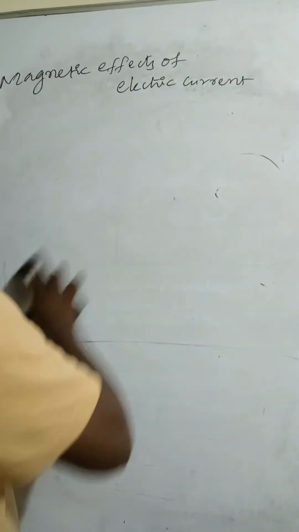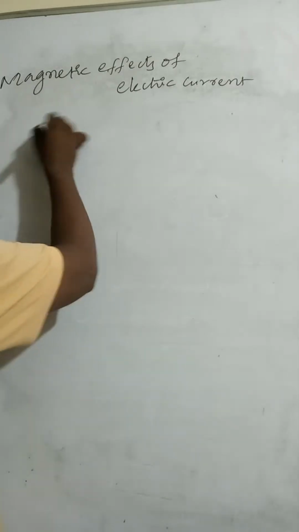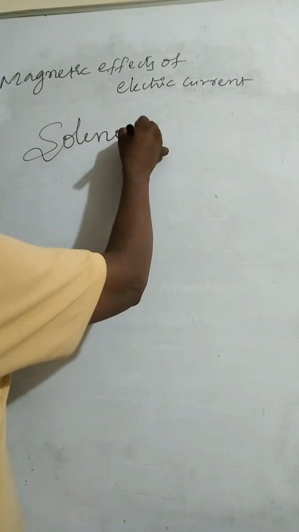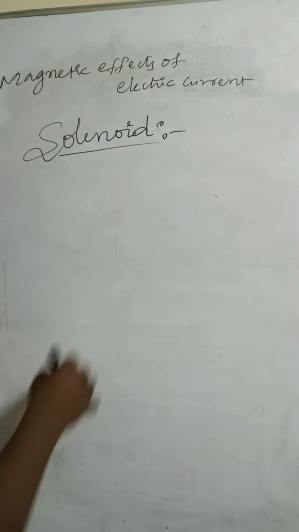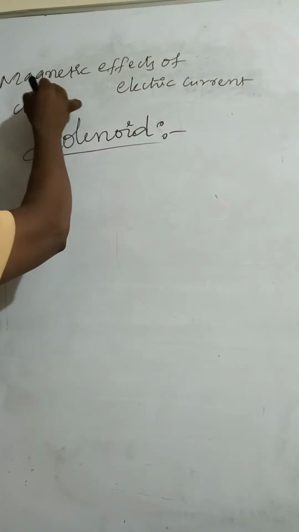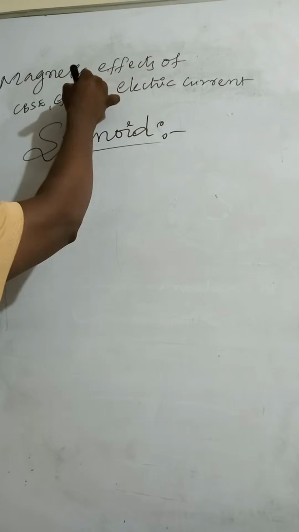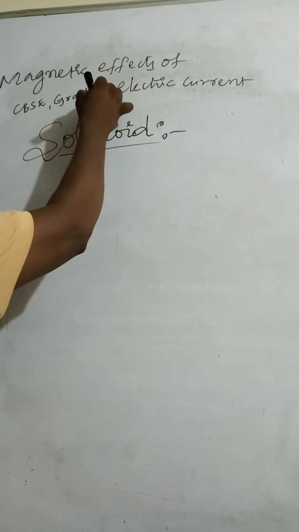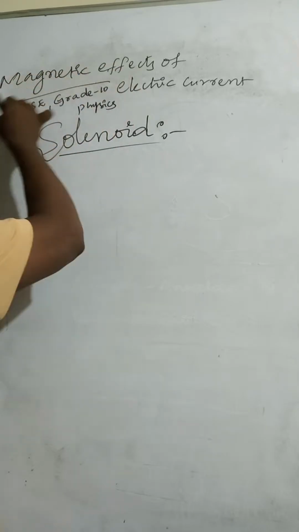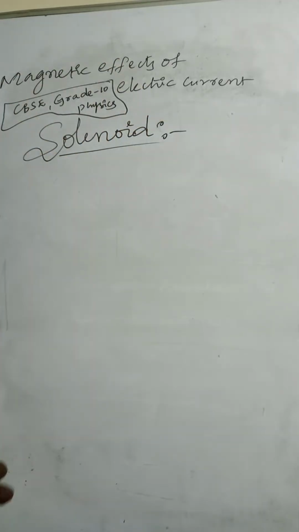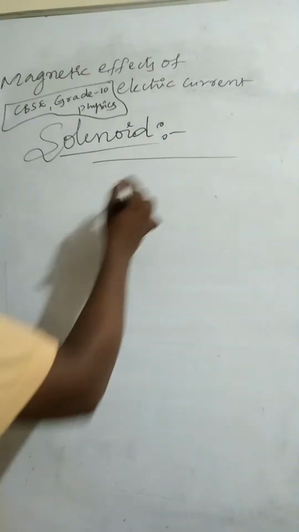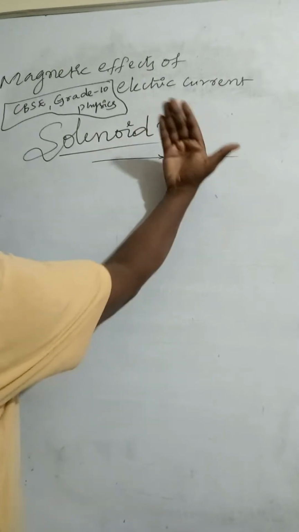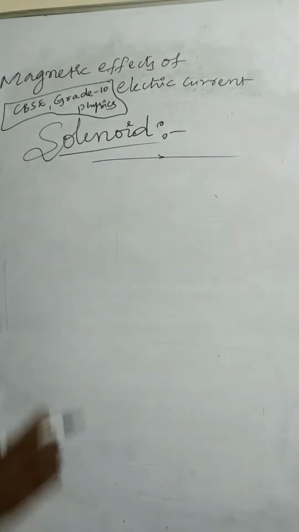Next one, solenoid. We'll discuss the solenoid. It is very, very important, a 2 marks question in CBSE grade 10 physics. If you take a straight wire with current passing, we can identify the magnetic field direction by using the right hand thumb rule.